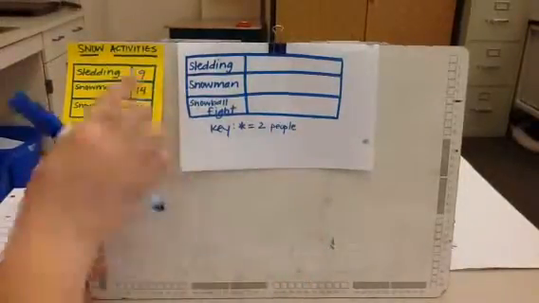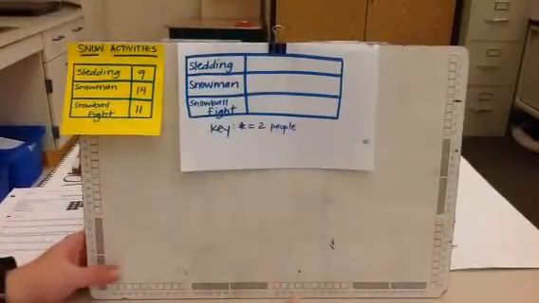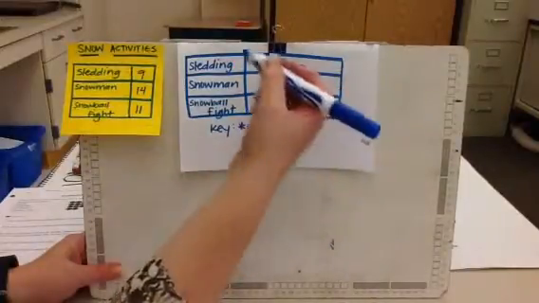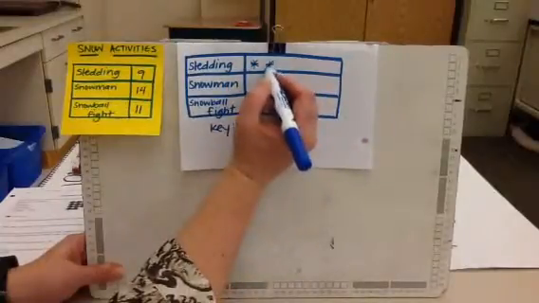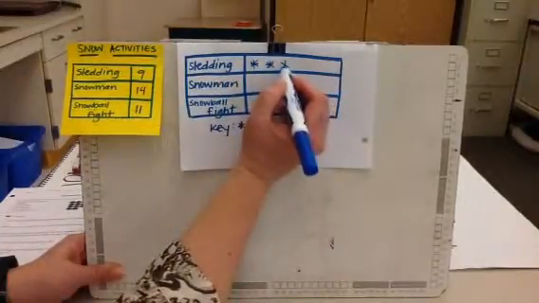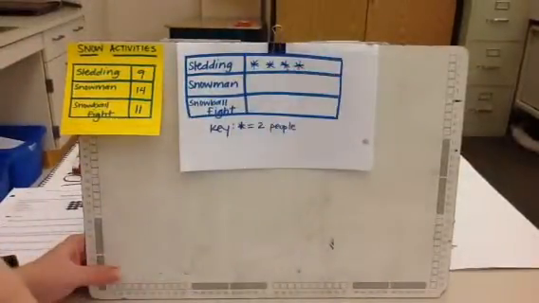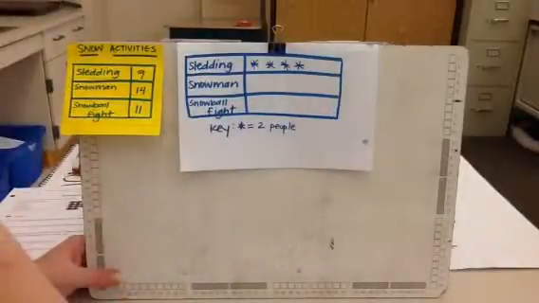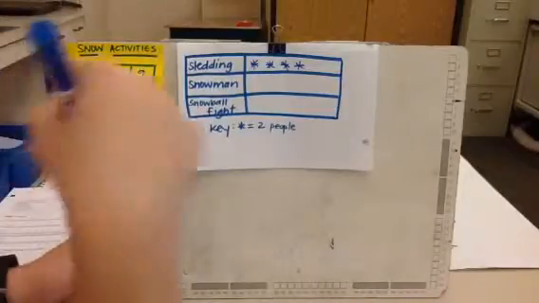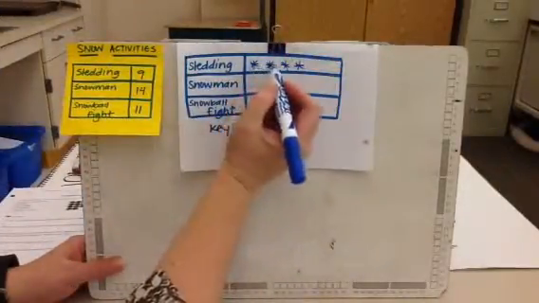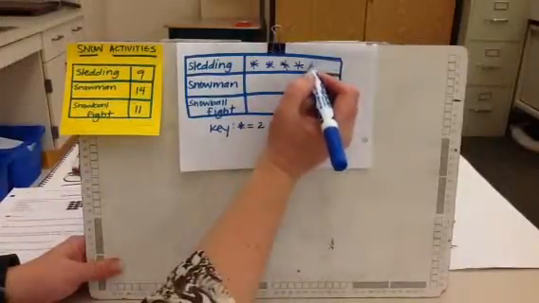So let me start with sledding. I have 9 people, so I'm going to draw my snowflakes to represent 9 people, but I have to keep in mind my key. So every time I draw a snowflake, I'm actually going to count 2. So here is 2 people, 4 people, 6 people, 8 people. Now if I draw a snowflake, I'm going to have 10 people, and that's not matching my data. So I actually have to draw half of a snowflake, because that would be 2, 4, 6, 8, 9. 10 would be a whole snowflake, but I only want half of a snowflake.